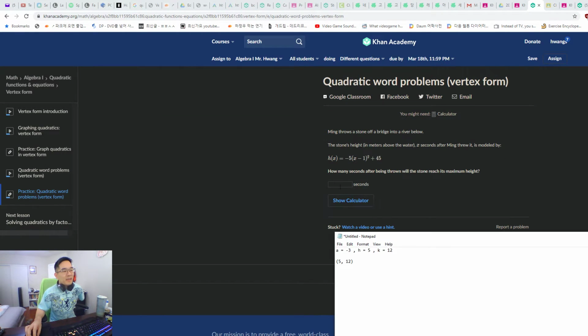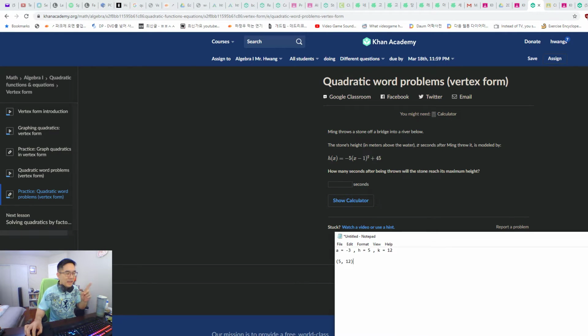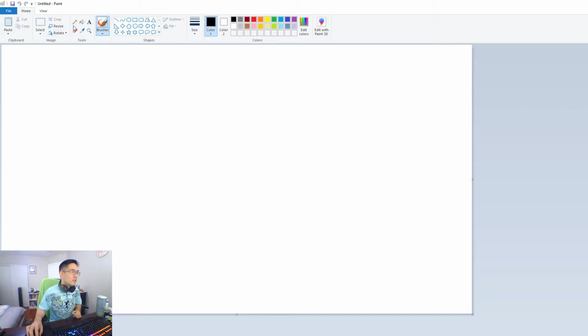A is negative, right? So when A is negative, guys, the curve is upside down. It makes an upside down parabola, whereas when A is positive, it makes a U shape. When A is bigger than 1, it makes a skinnier U shape. When A is a fraction, like 1 half or 0.25, it makes a wider U shape. That's how parabolas work.